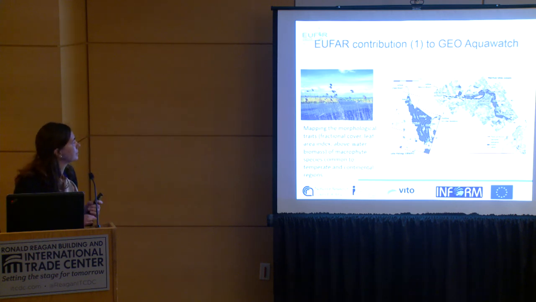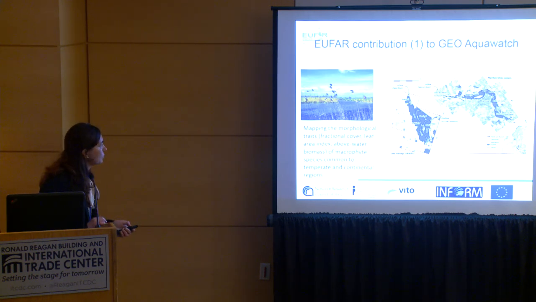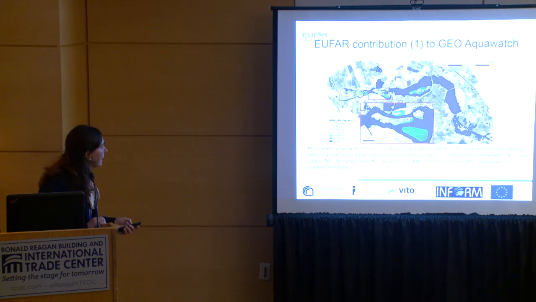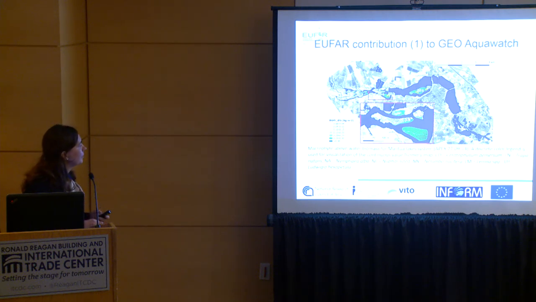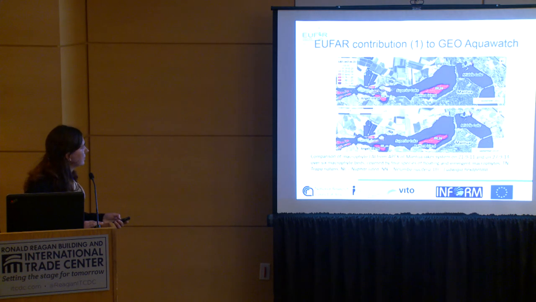Last example: the same data was also used to study wetlands or wetland vegetation. They mapped fractional cover, leaf area index and above-water biomass. This is one of the results, a map of the macrophyte above-water biomass for Lake Mantua for a number of species. And here is a comparison of macrophyte LAI from APEX data in 2011 and 2014.